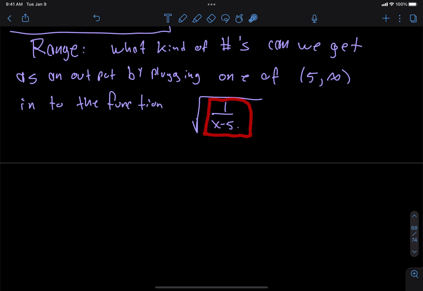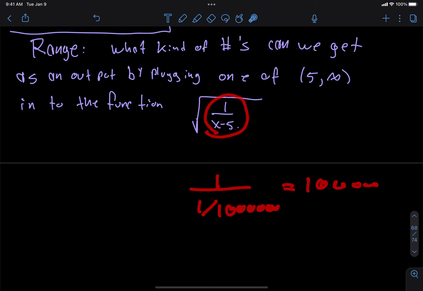It can't be negative, right? Because I need to make sure that the number I plug in for x is somewhere between 5 and infinity. What happens if I plug in something close to 5? Then the denominator will be close to 0. And therefore this number will be very big or small? Very big. If the denominator is extremely small, then the fraction is extremely big. It's like if I do, for example, 1 divided by 1 over 1 million, what would that be equal to? That would be equal to 1 million.